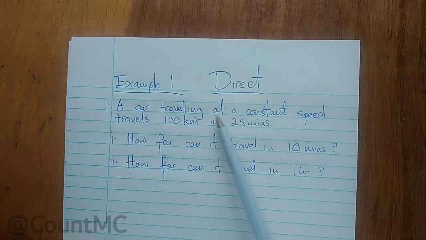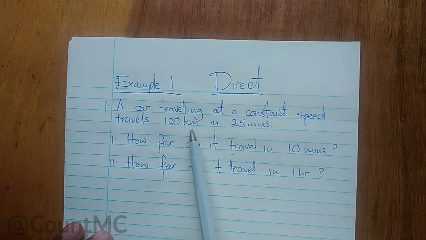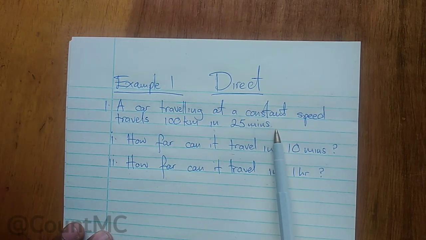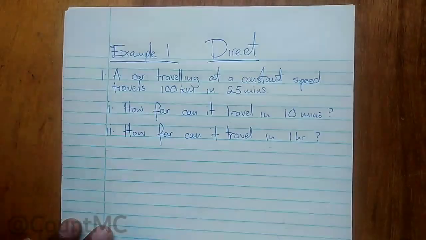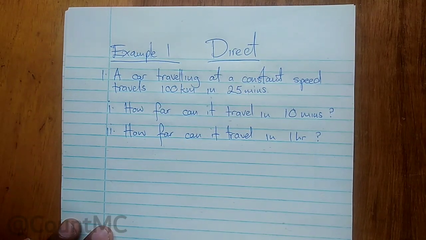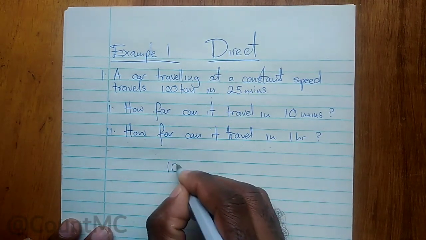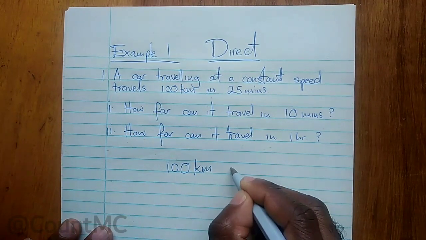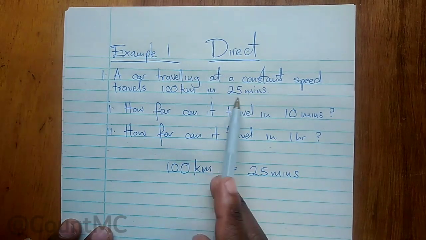So let us do example 1. This is a direct proportion example. A car traveling at a constant speed travels 100 kilometers in 25 minutes. How far can it travel in 10 minutes? We are going to show you the first method in this video, then a second method in the next video. So first things first, create a relationship. 100 kilometers is equals to 25 minutes. Okay, that's the first step. That's the relationship.